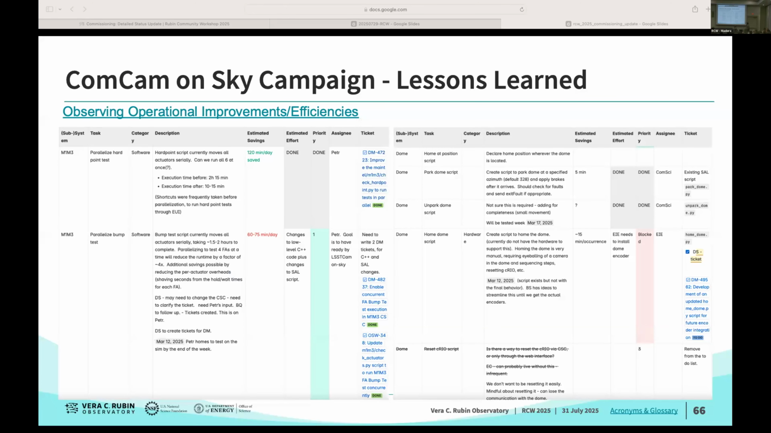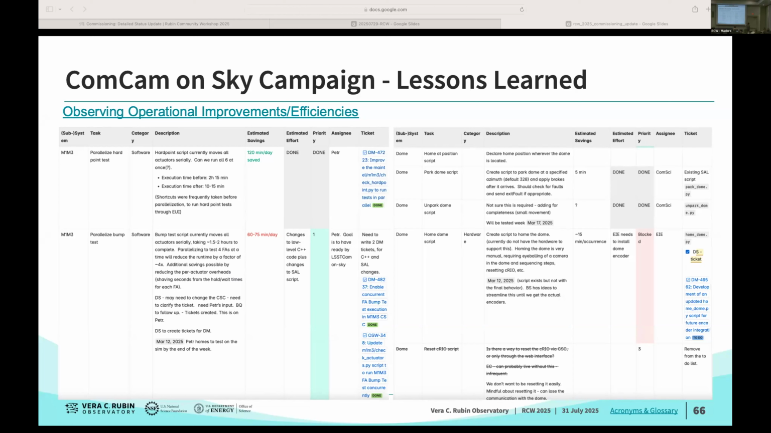So going back to the commissioning camera on sky campaign, as Kate and Kishita were saying, it was a very demanding campaign. It was a difficult campaign. Our team was not as well trained as we are right now. That's one thing. But also the system was not performing as well as it is right now.